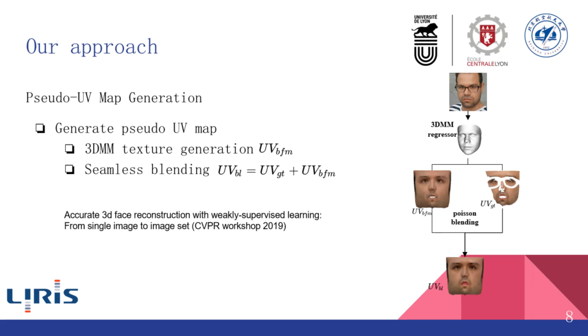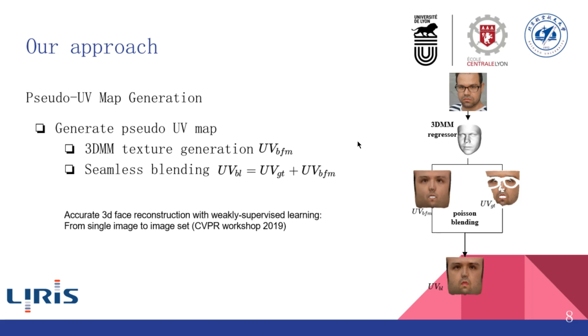Since the 3D morphable model texture is a global texture, we can get the global but non-realistic face UV map from it, which is denoted as UV-BFM, where BFM refers to the Basel face model. Both the 3D morphable model shape and the texture are predicted by the SOTA algorithm of this work.